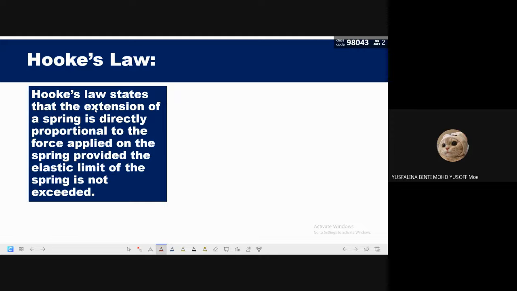Okay, but if you keep increasing the force, and then when you remove the force the spring cannot go back to its original position, it has lost its elasticity, and you cannot use Hooke's law anymore. It's only when the spring can come back to its original position when you remove the force, meaning you didn't exceed the elastic limit. Okay, so that is Hooke's law.